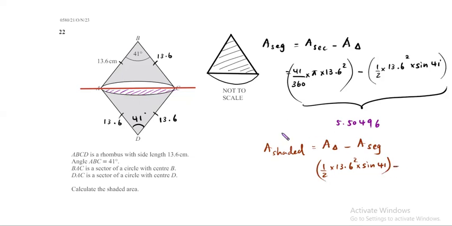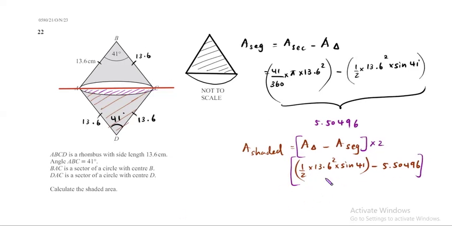From this, I need to deduct the area of the segment. This segment is calculated already, which is 5.50496. That is the area of the segment that we have. So from the area of this triangle, when I deduct this, I end up getting this portion as the area. This is the area of one of these portions. I have two identical portions, which means once I do this, I need to times this answer by 2, because I have two such regions.